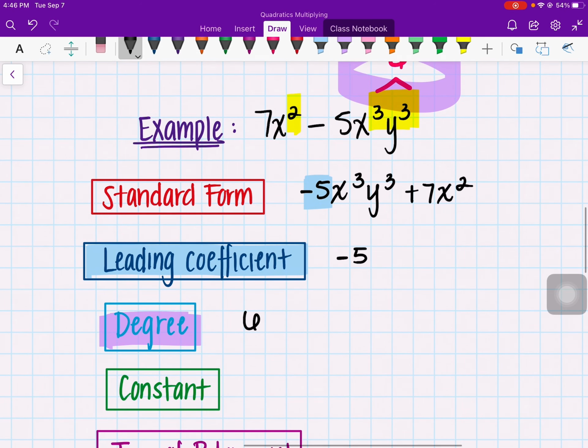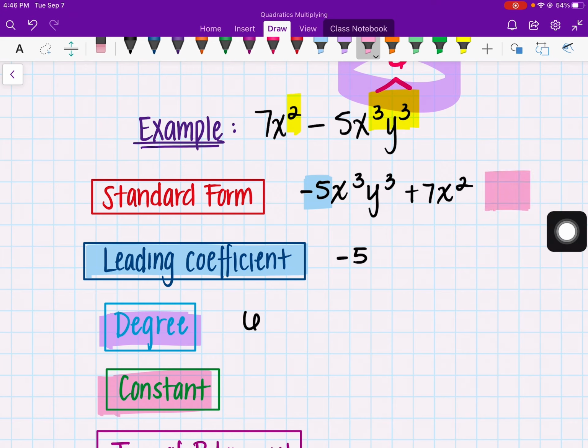Now, we're talking about the constant. Once again, the constant is talking about the number that's by itself. It has no variable. If you take a look at this here, this has a variable, that has a variable, so we're actually not given a constant. So I could actually add it and just do plus 0. So in this case, our constant is 0. We don't have a constant.